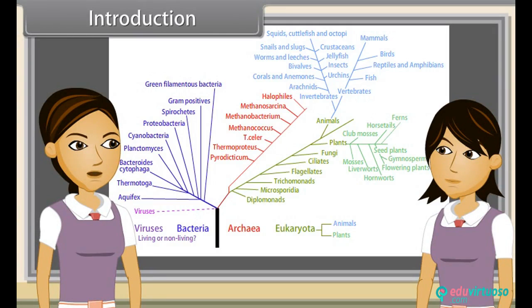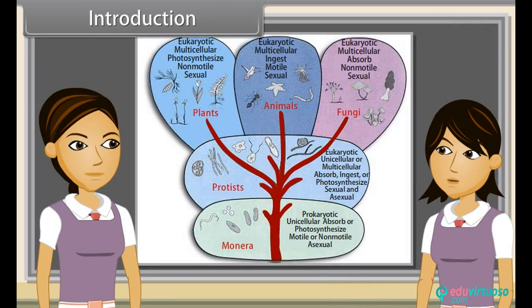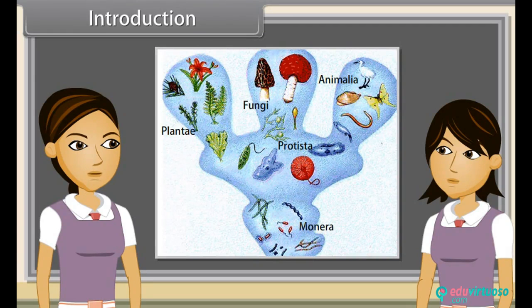As we have already discussed, modern biological classification has its root in the work of Carolus Linnaeus, who grouped species according to shared physical characteristics. According to five-kingdom classification, living organisms are classified into Monera, Protista, Fungi, Plantae, and Animalia. We have already discussed Kingdom Monera. Now we will study Protista and Fungi.